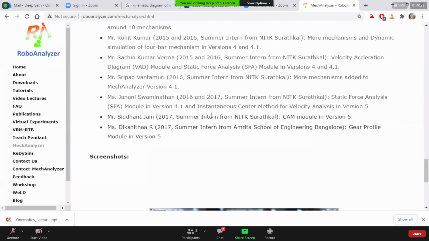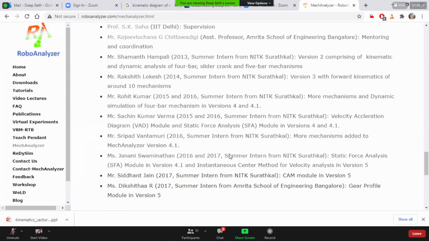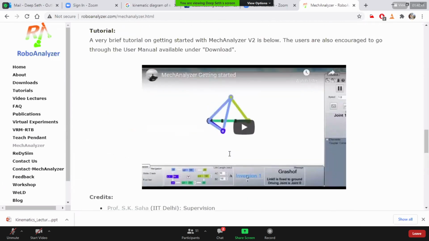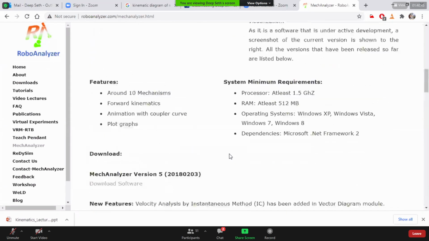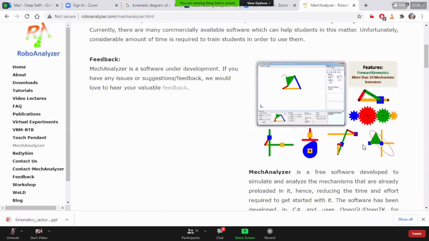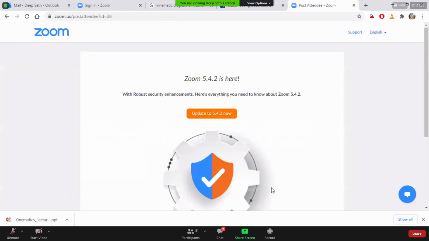We have a very good institute in India, IIT Delhi, and this software has been made there under Professor S.K. Saha. It's for student and teaching purposes only, not for commercial purposes. This is very good to understand various mechanisms and see how they work. Please try to get hands-on with this Mac Analyzer, and I hope it will help you understand various mechanisms and the subject very easily.